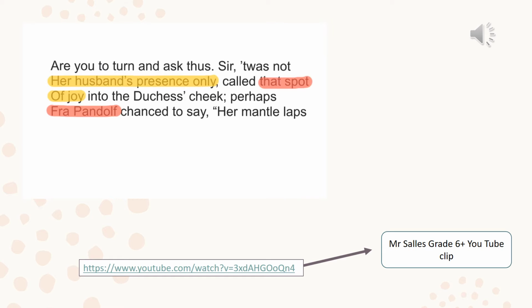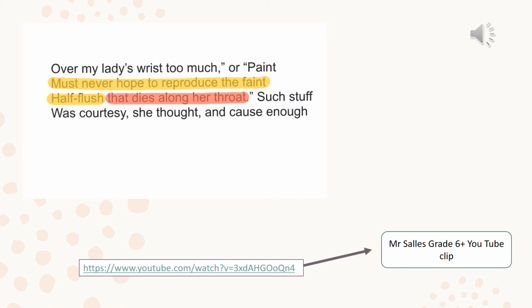And again, this point is made through the extreme vanity of the Duke, as once more, for the third time, he mentions Fra Pandolf's name. The next description of his wife operates on a huge number of levels. So, to start with, he imagines or remembers the words that the artist must have used that caused his wife to blush. Paint must never hope to reproduce the faint half flush that dies along her throat, the artist might have said, commenting on how she reacted to a previous compliment, this one here.